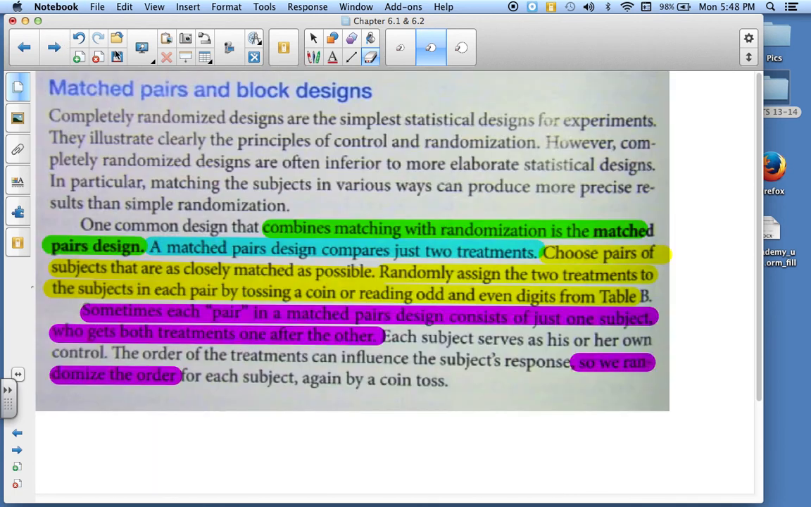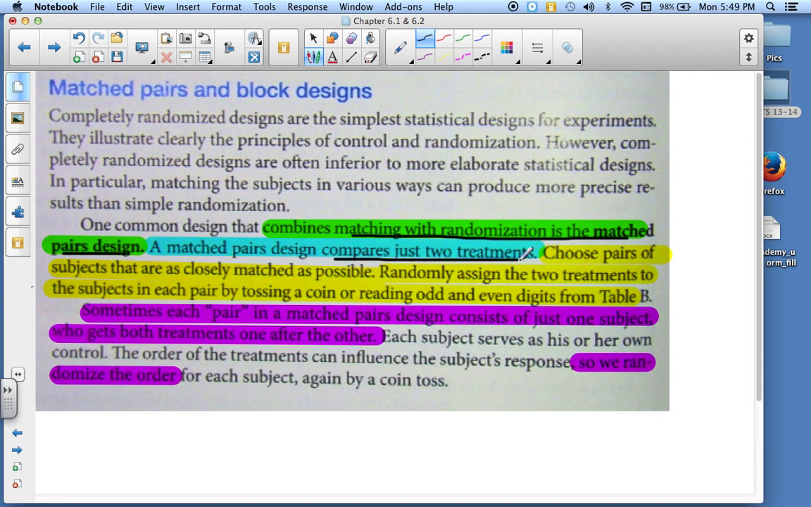Now, matched pairs. This right here combines matching with randomization. So matching with randomization is the matched pairs design. A matched pairs design compares just 2 treatments. So you're going to choose pairs of subjects that are as closely matched as possible, and then you're going to randomly assign the 2 treatments to the subjects in each pair by tossing a coin or some other fashion. But you're basically going to randomize the treatment.